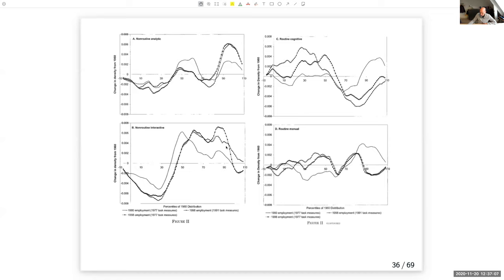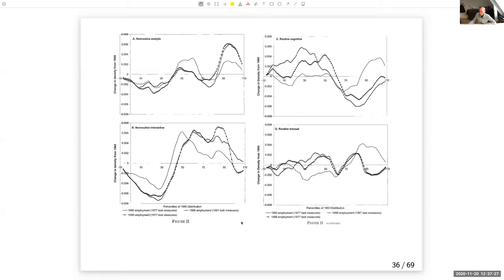Okay, and you can do that for the other tasks, so also for non-routine analytic, you see that there is this increase in the mean over time, because there is quite high growth at the very top, and for the routine ones, it's different, of course.